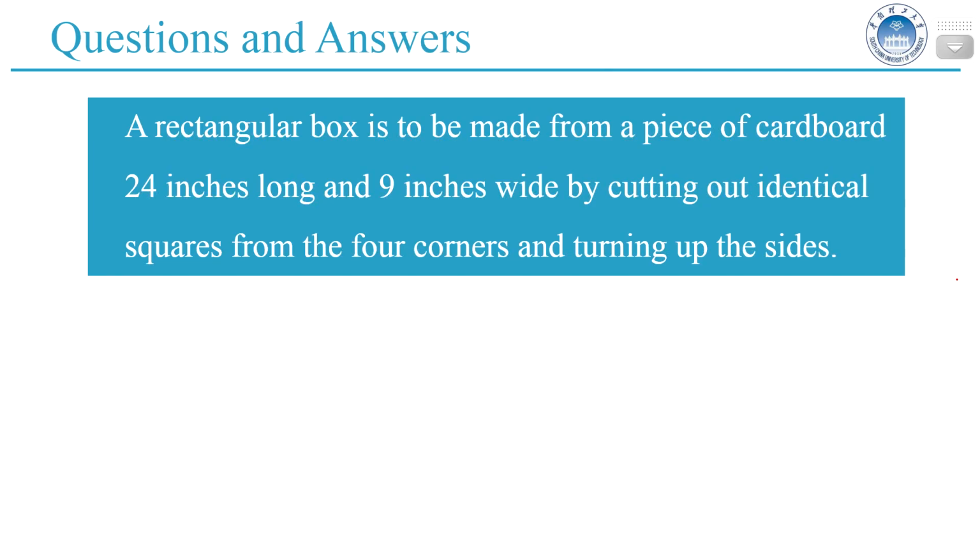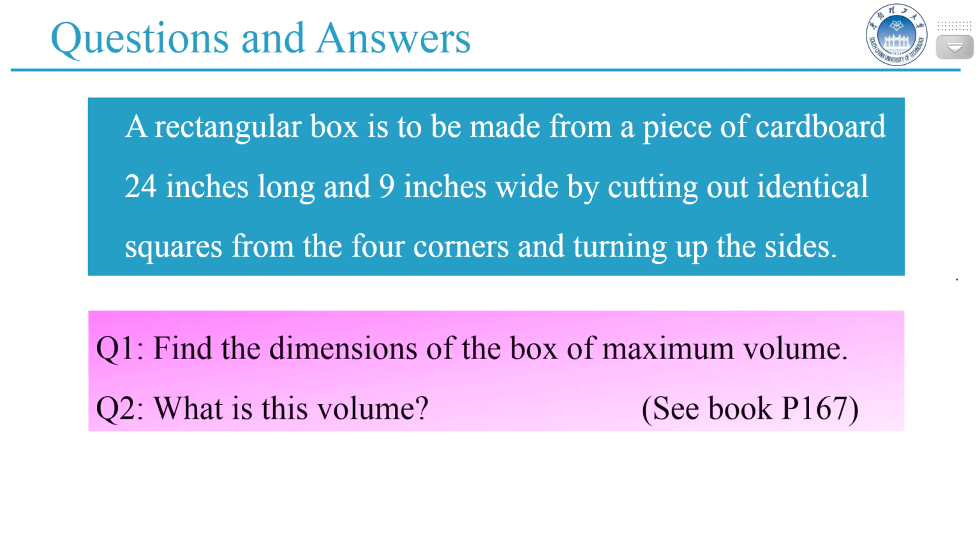So now look at the following question and answer. The question is: a rectangular box is to be made from a piece of cardboard 24 inches long and 9 inches wide by cutting out identical squares. Pay attention to identical squares from the 4 corners and turning up the sides. Look at our question. There are 2 questions. Question 1, find the dimensions of the box of maximum volume. Question 2, what is the corresponding volume? Means give me the value.